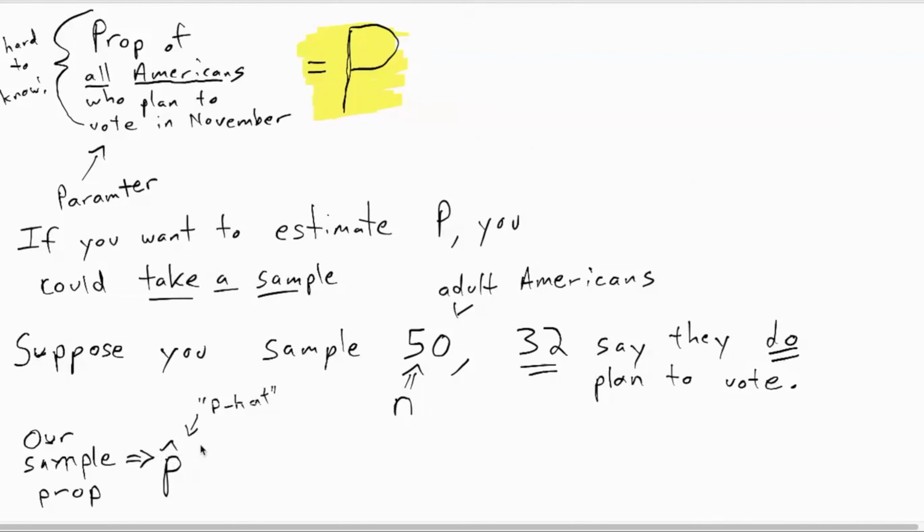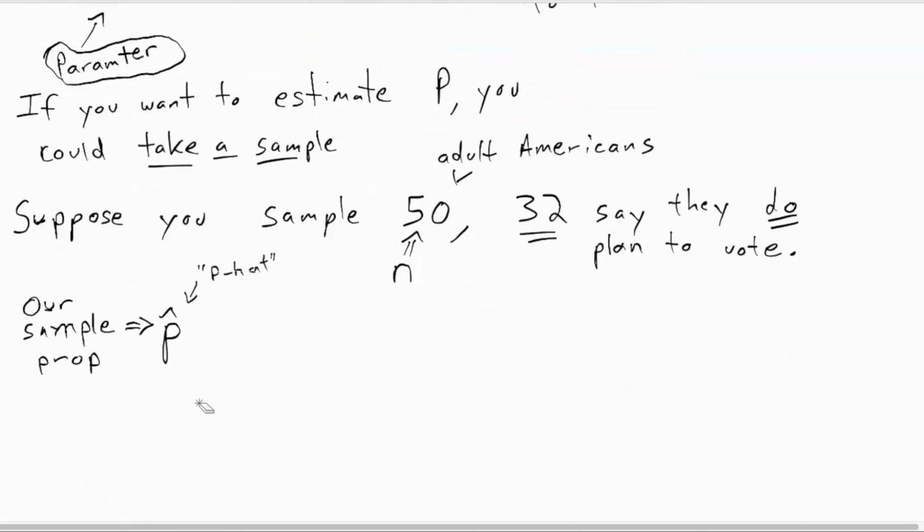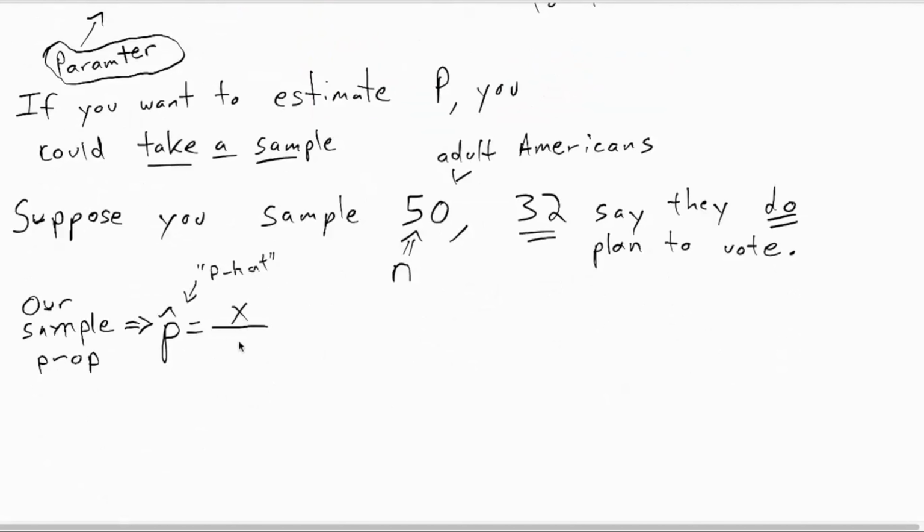Parameter. Well, be careful. The number that describes the entire group, like all the adults, is a parameter. P is a parameter. P is hard to know. Is P hat hard to know? Yes. No, it's a statistic. Yeah, P hat, it's a statistic. It's a number that describes our sample. And you might see it has a little formula, which is just X over N, N being the sample size in our case, which is 50, and X being the number of people in our sample with a particular characteristic. In this case, the number of people that do plan to vote.